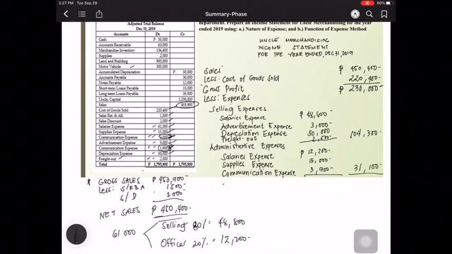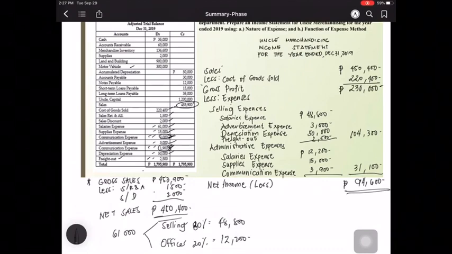All right, you just deduct the values of the selling expenses and administrative expenses from the gross profit, then we should still be able to get the same amount of net income or net loss. In this case, a while back, we were able to compute for a net income. And how much is that? That is 230,000 minus 104,000 for the selling expenses minus 31,100 for the administrative expenses. So the net income is still the same amount of 94,600.